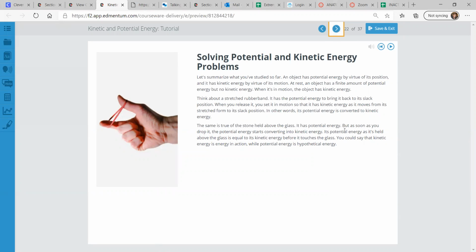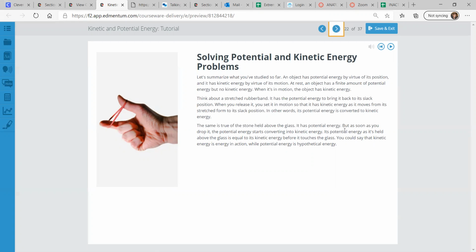This summarizes what we've learned so far, basically what I just said. At rest, an object has a certain amount of stored potential energy. But when it's not moving, it has no kinetic energy. It only has kinetic energy when an object is in motion. Back to the rubber band example, a stretched rubber band has potential energy to bring it back to the original position.